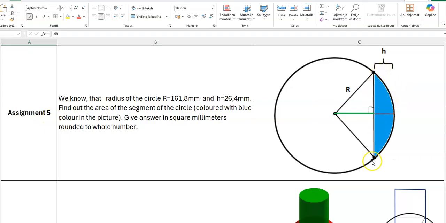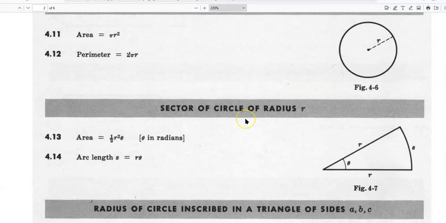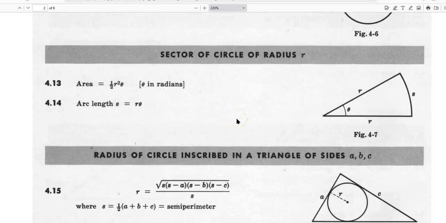But for example, in this problem we need a figure, this assignment 5. It is asked what is the area of this blue area there. Let's not go to the right solution yet, but at some point of the calculation you need the area of this sector of a circle. So this part of the circle here, and that is exactly the formula which is shown in this formula page. Sector of circle of radius.